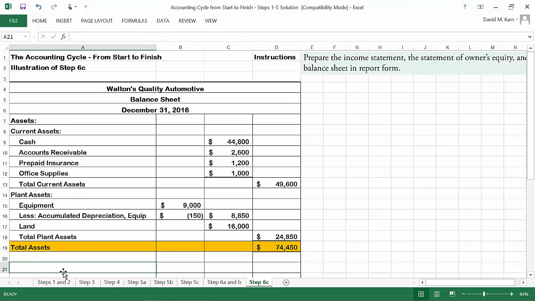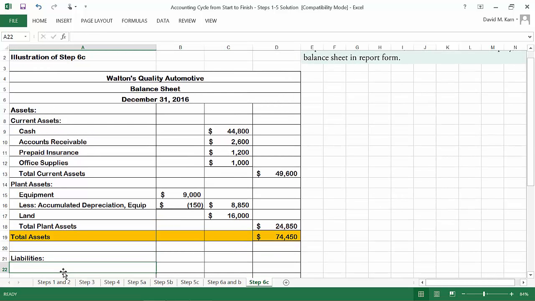Okay, then we can skip a line and go down here to liabilities. In a classified balance sheet, you want to separate the current and the long term. So let's do current first. Again, current will be due within 1 year. Doesn't mean it may be paid off, hopefully obviously it will be. And then anything longer than 1 year out would be a long-term liability.